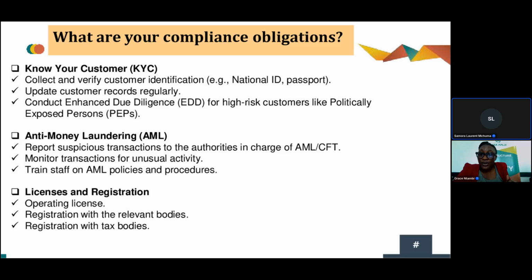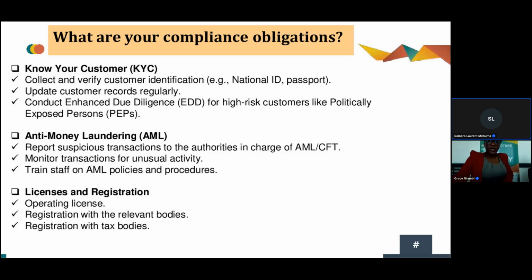If it does not amount to anything, it's well and good. You've done your part. But if it's something that you know is suspicious, then it may lead to something, but you'll be exonerated from any legal penalties that may come with you not reporting it. Another thing is to monitor transactions for unusual activity and to train the staff on anti-money laundering policies and procedures.